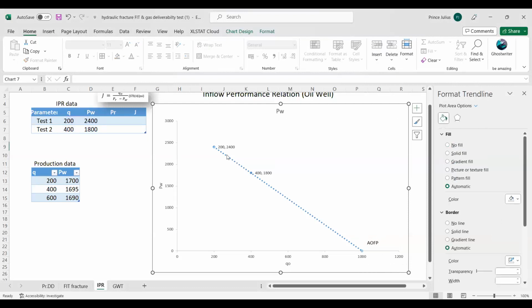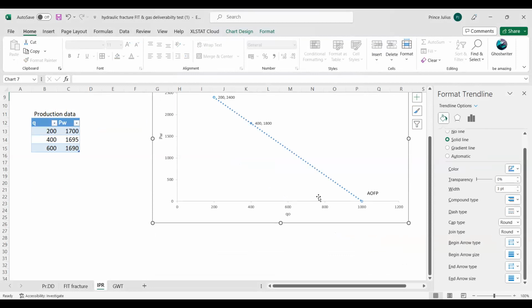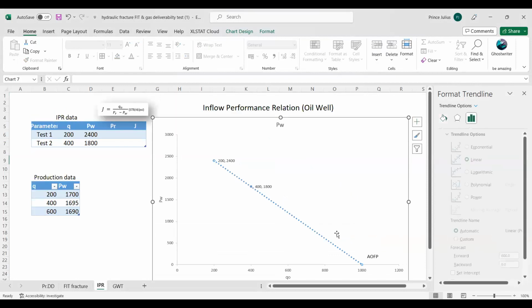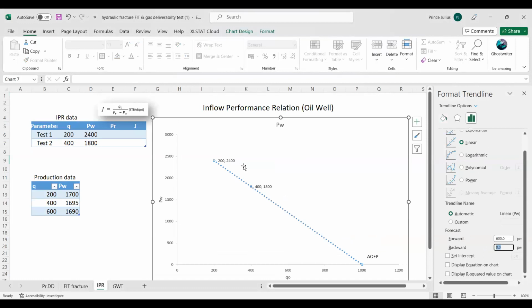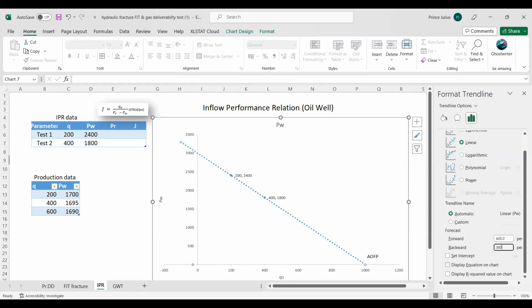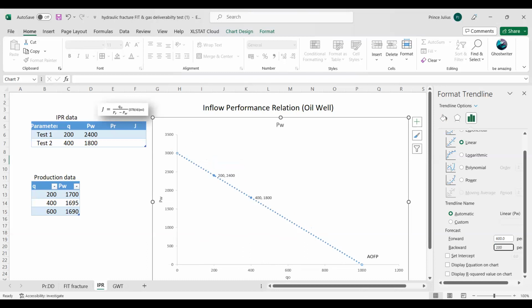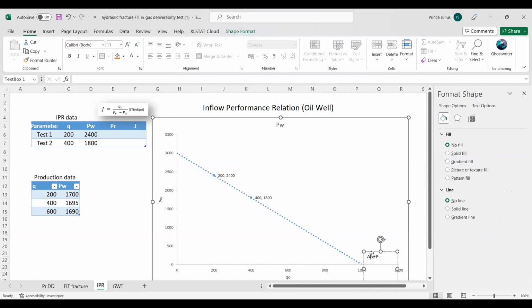Then let us see the backward forecast. It's the same thing that we have to do. When backward forecast is used, it will start projecting from here towards the y-axis. I will start with 100. Can make it around 300. So it started to intercept at 3000. You can see that it is actually intercepting at 3000. It may not be 300, so 200 could be the suitable one. Yeah, 200. So this is how we have adjusted it.